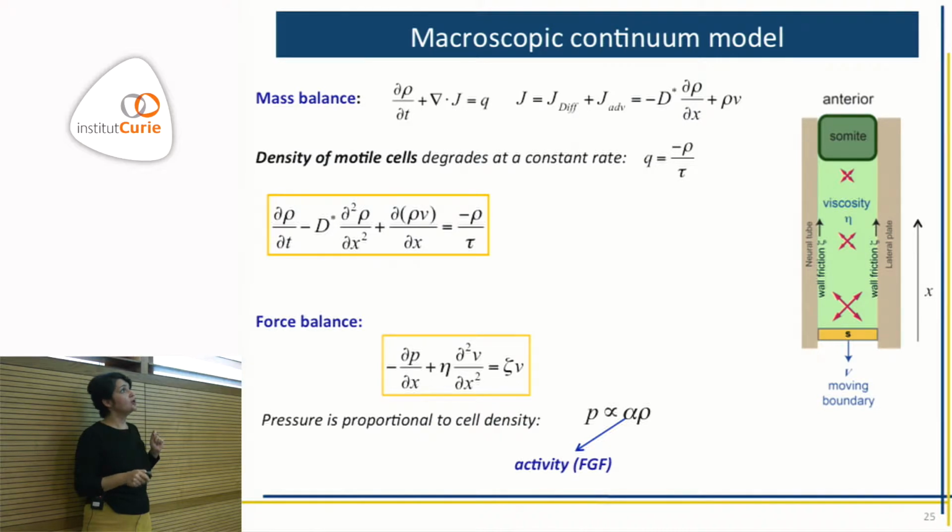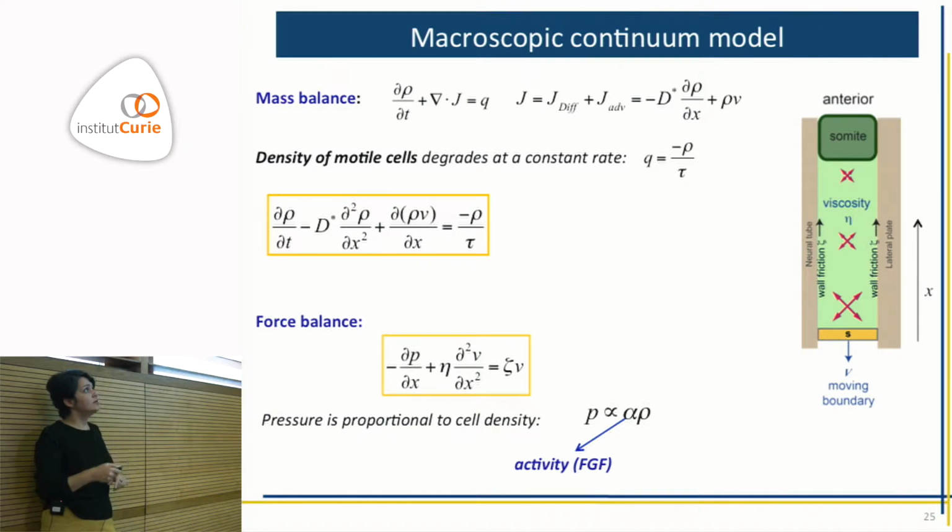And the force balance is a simple equation, like an ideal gas model for the pressure. So you apply a pressure to the tissue that has two dissipative terms, the viscosity of the tissue inside, and the friction with the neighboring tissues, which here we model as the neural tube at one side, the lateral plate at the other side, and the somite at the top. Okay? So with these two equations and this activity, the pressure is proportional to the activity of the cells, and this activity is what we talked about, this FGF concentration. So this is just the way we explain it in the model.